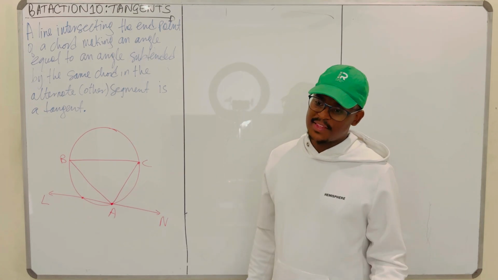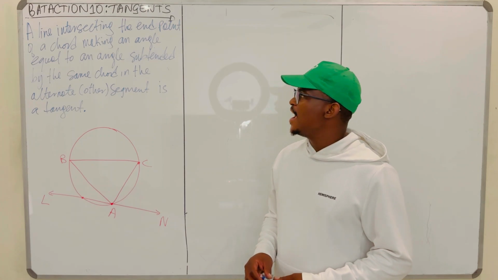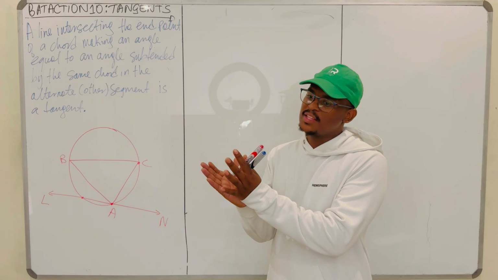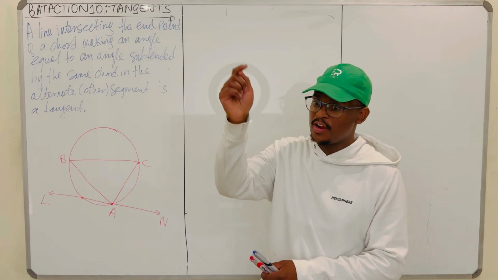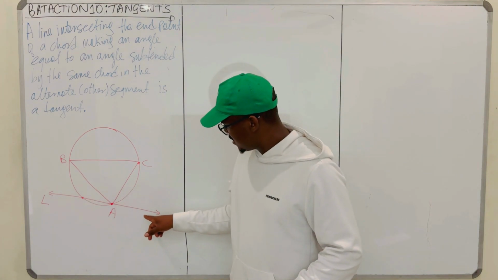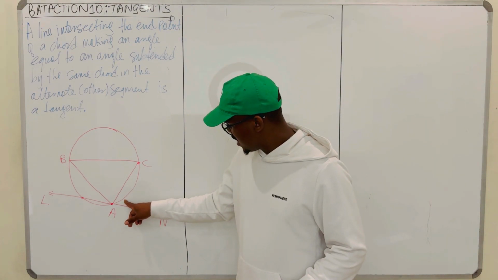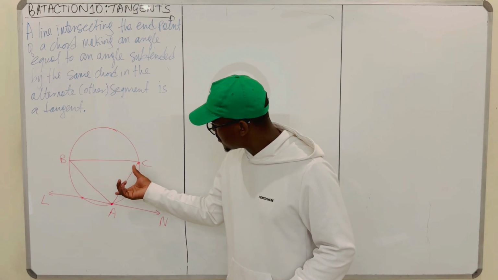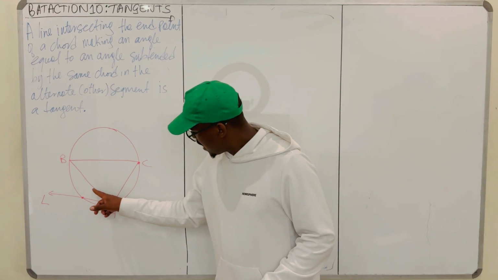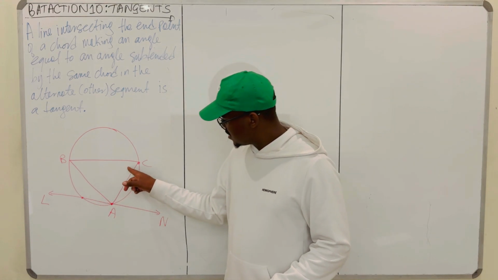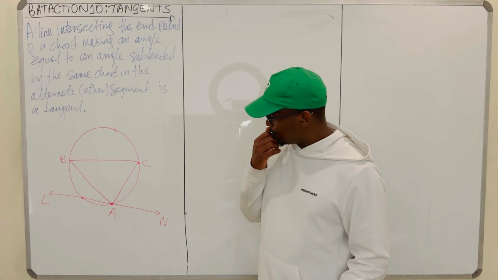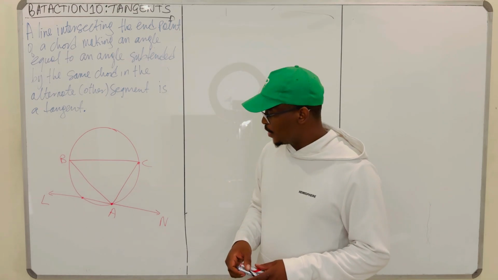So you still remember that theorem 9a was telling us that an angle between the tangent and the chord at the point of contact is equal to the angle subtended by the same chord in the alternate segment. If Ln is a tangent, this angle between the tangent and the chord will be equal to the angle subtended by the same chord on the other side. And this side, the angle between the tangent and this chord is equal to the angle in the alternate segment. Are you following?